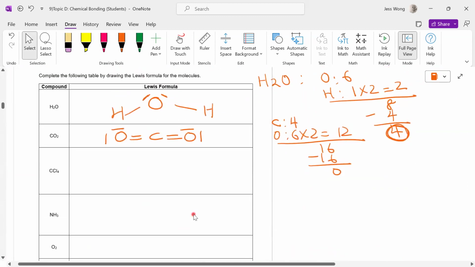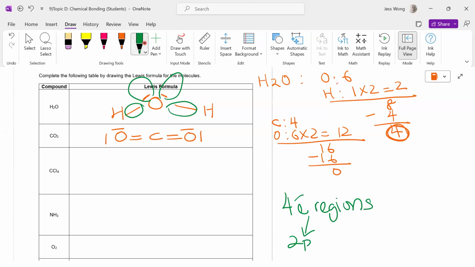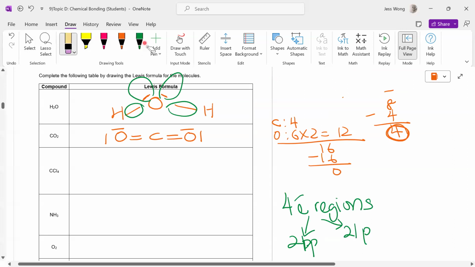So what do we do to this drawing? We will count how many electron regions around the central oxygen. So 1 region, 2 regions, 3 regions, 4 regions. So in water, the oxygen has 4 electron regions. Out of the 4 electron regions, we have 2 bond pairs and 2 lone pairs. So we need to know how many regions in order for us to apply the VSEPR theory.